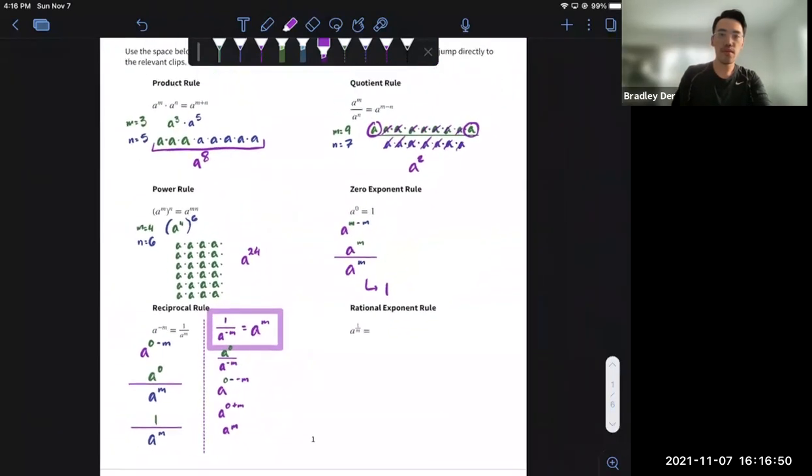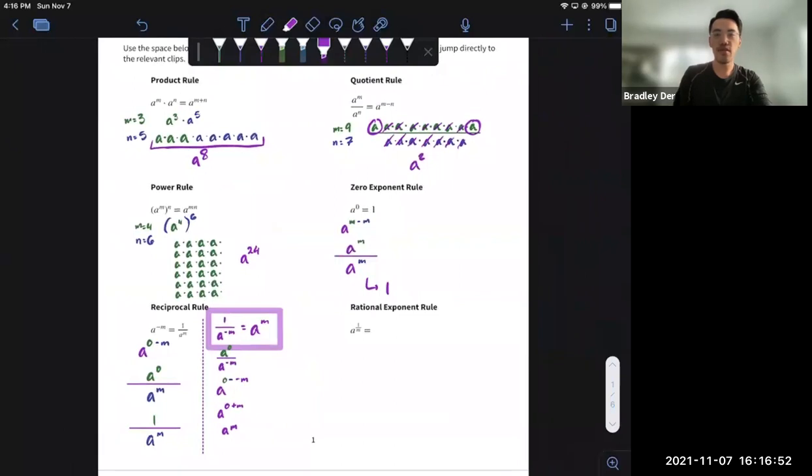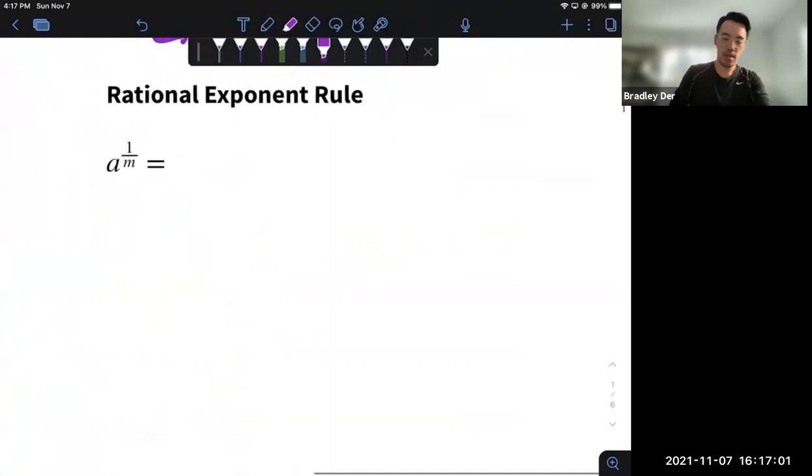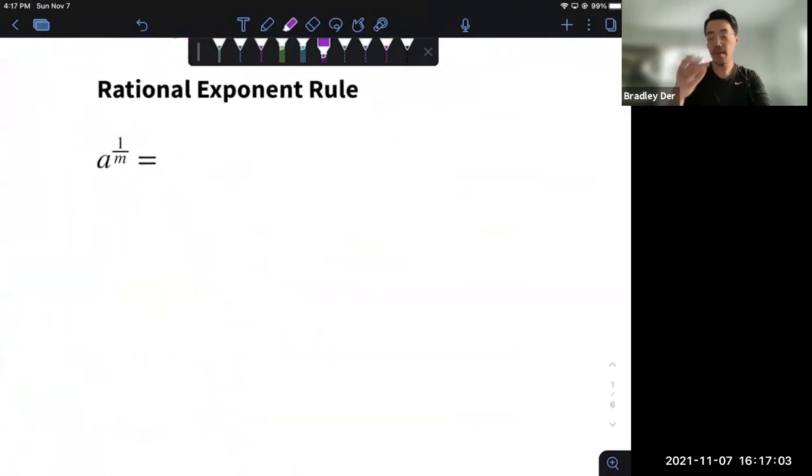So these are the 5 exponent rules that I think you are most likely to have seen before today. You also might have seen the rational exponent rule, and we'll dive right into that. I was going to say in a moment, but it's not in a moment, it's now. Here we go: the rational exponent rule.